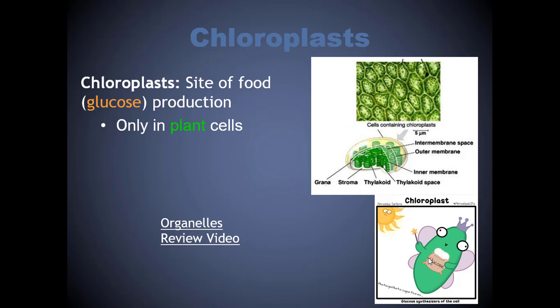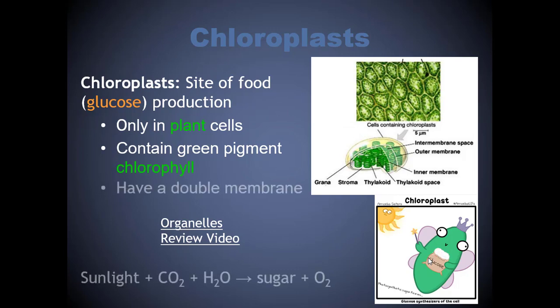Alright, so I've already said they have chlorophyll and a double membrane, and you have the popular equation that we write for that. So you have the sugar, which is glucose, C6H12O6. Then you can balance it.